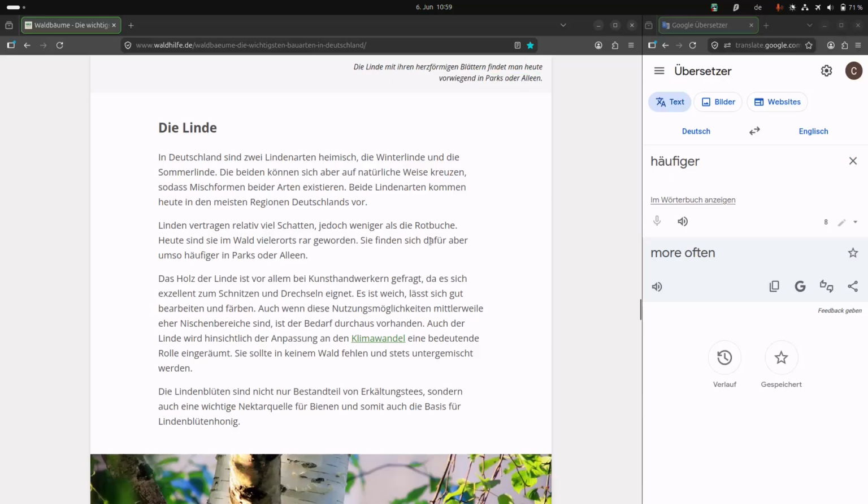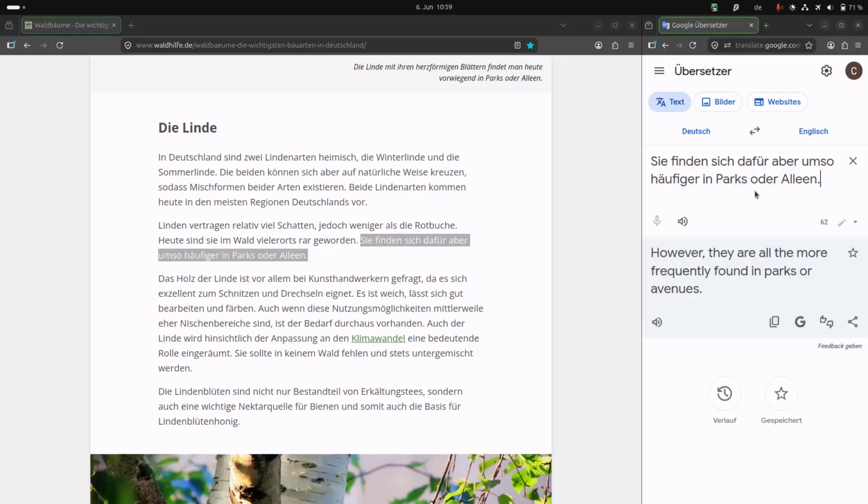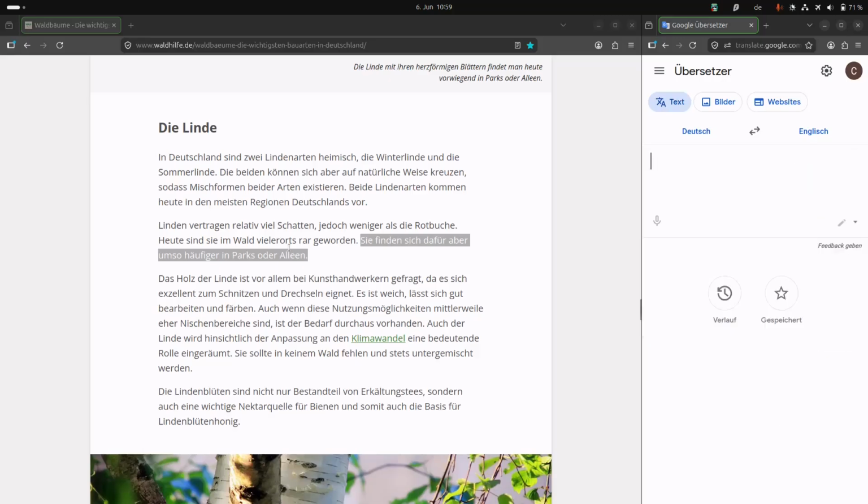They find themselves, though contrary to what we said before, more often in parks or avenues, basically. Probably I'm going to phrase that differently: however, they are all the more frequently found in parks or avenues, so more advanced English, I guess. That's different from the way I phrased it, but yeah.